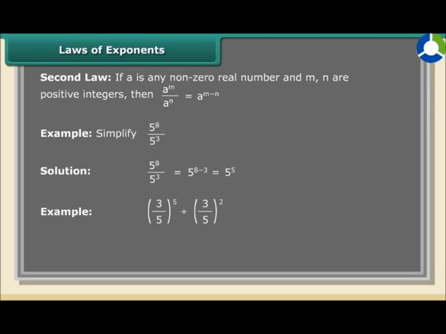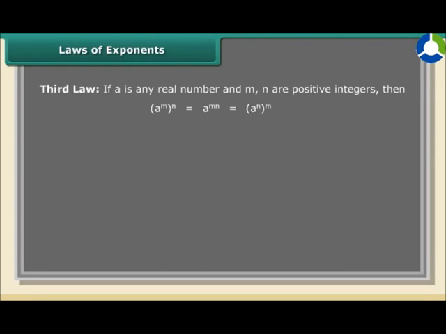Example. (3 upon 5) raised to the power 5 divided by (3 upon 5) raised to the power 2. Solution. (3 upon 5) raised to the power 5 divided by (3 upon 5) raised to the power 2 is equal to (3 upon 5) raised to the power 5 minus 2, which equals (3 upon 5) raised to the power 3. Third law.